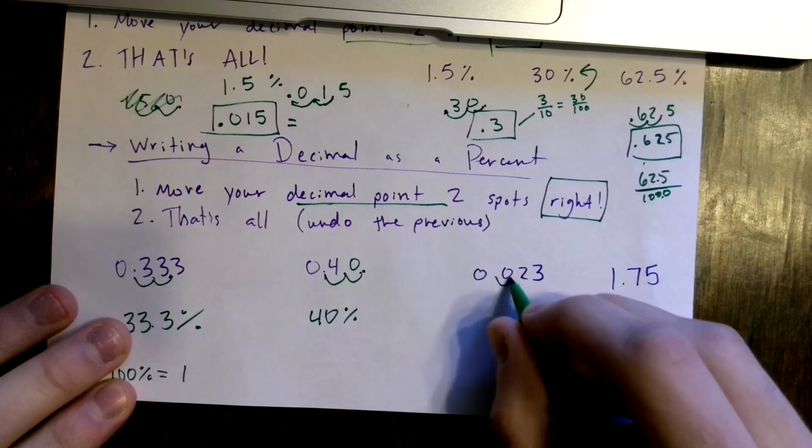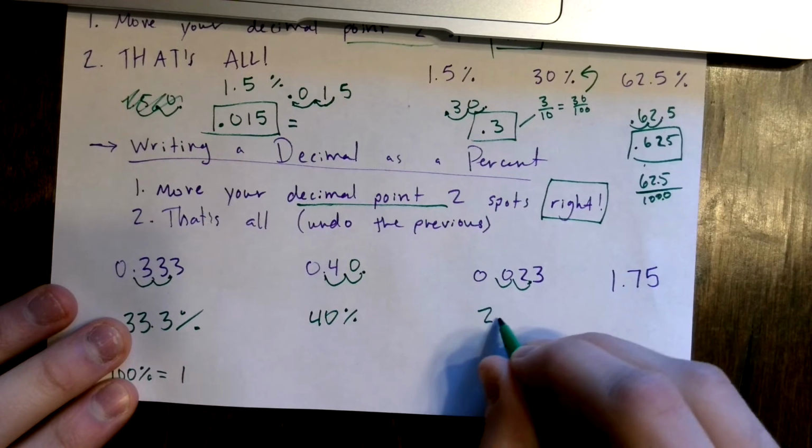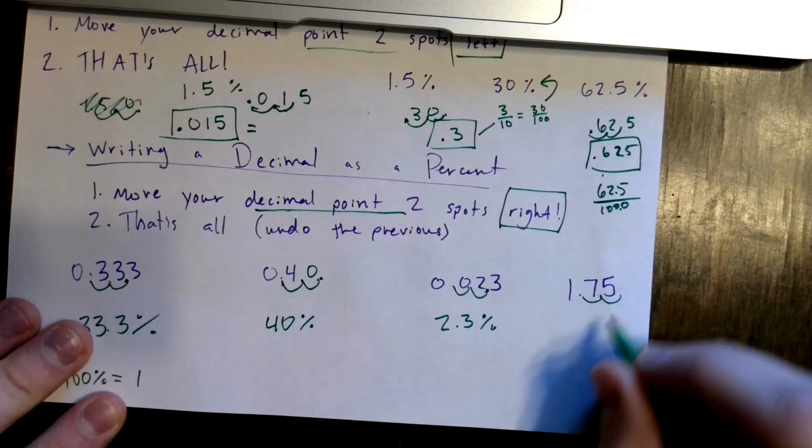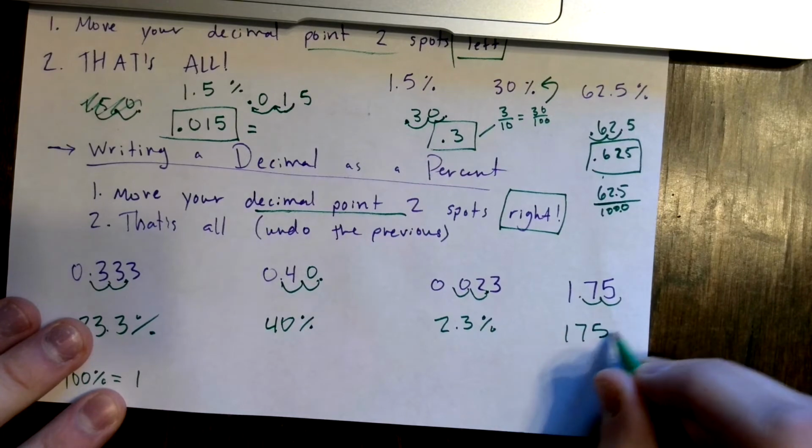Another one, let's move it once, let's move it twice, put it right there. We got to 2.3%. And again, move it once, move it twice. We got to 175%.